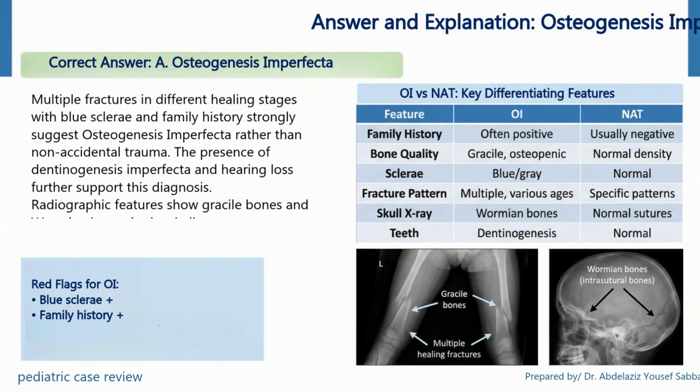Dentinogenesis imperfecta, presenting as yellowish or translucent teeth, may be present in certain subtypes. Radiographic features include gracile, thin cortex long bones, and Wormian bones in the skull. Genetic testing for collagen gene mutations can confirm the diagnosis. However, it is critically important to note that osteogenesis imperfecta does not exclude the possibility of coexisting abuse, and each case must be evaluated carefully on its own merits.